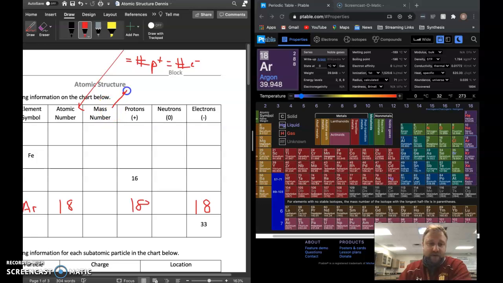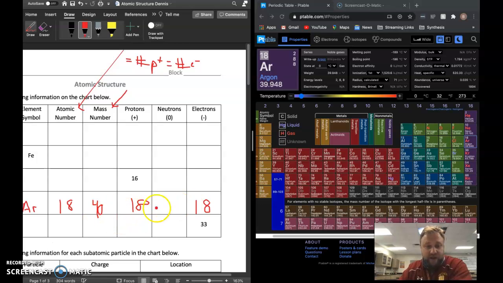Mass number, you can get this from your periodic table. If you look, argon has the mass of 39.948. Well, we're going to be dealing with whole numbers here. So if you aren't given the mass number already, you're going to have to round off the periodic table. So our mass is 39.9, so I'm going to round that up to 40.